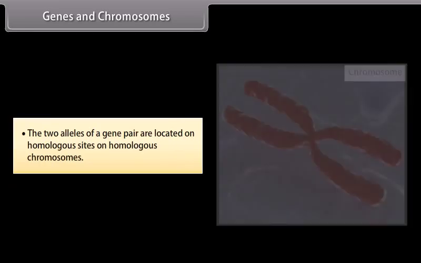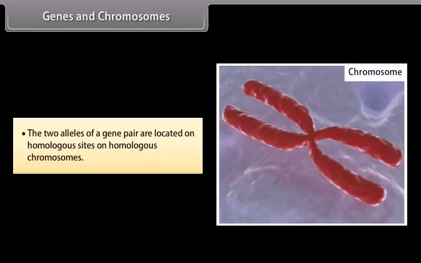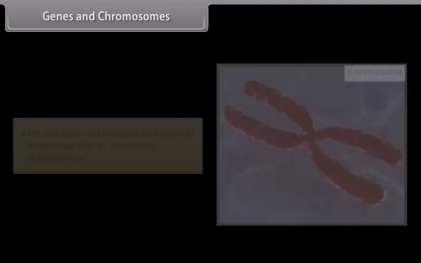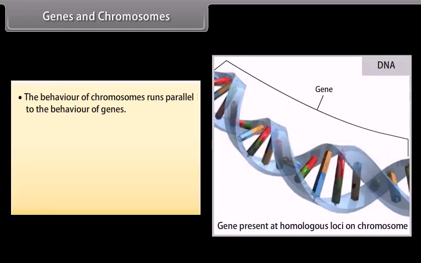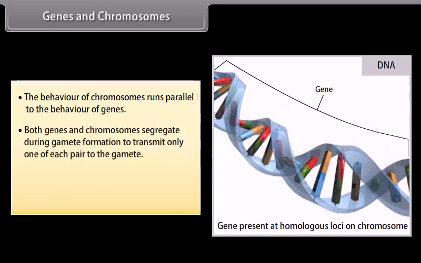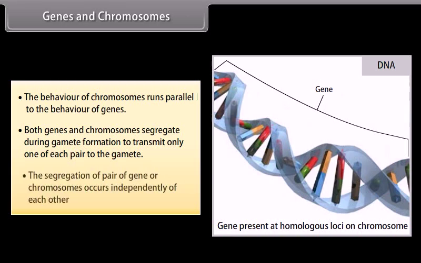Genes and chromosomes. The two alleles of a gene pair are located on homologous sites on homologous chromosomes. The behavior of chromosomes runs parallel to the behavior of genes. Both genes and chromosomes segregate during gamete formation to transmit only one of each pair to the gamete. The segregation of a pair of genes or chromosomes occurs independently of each other.